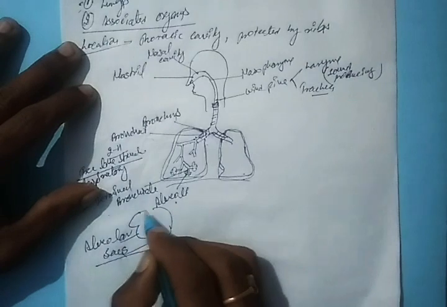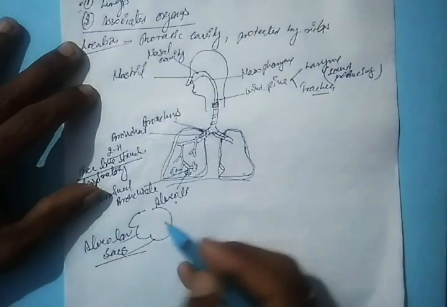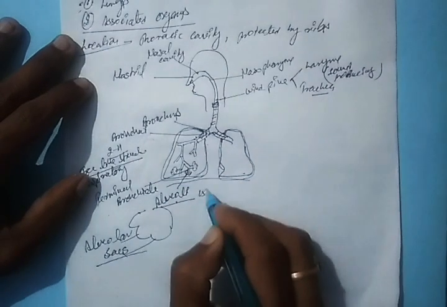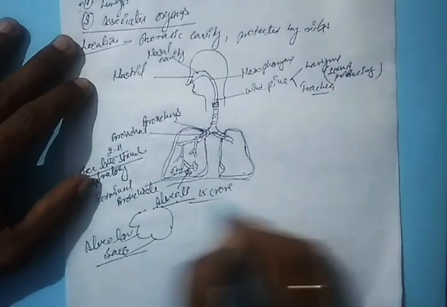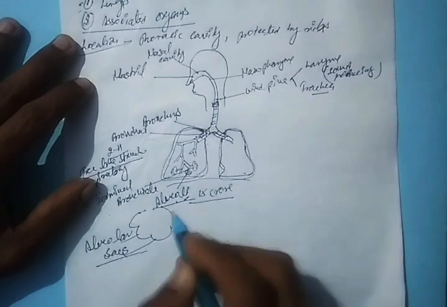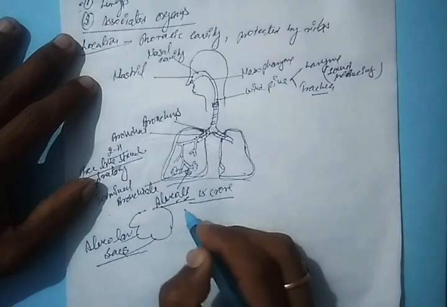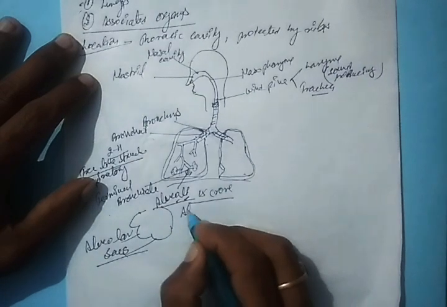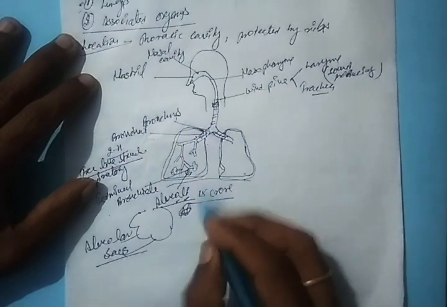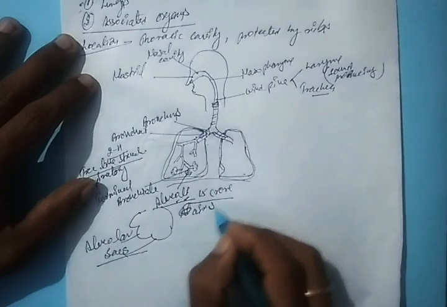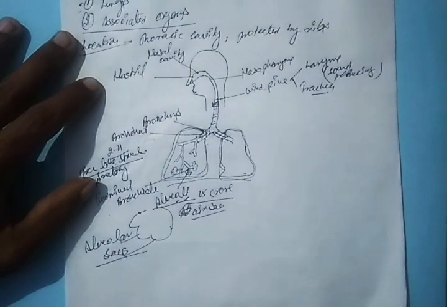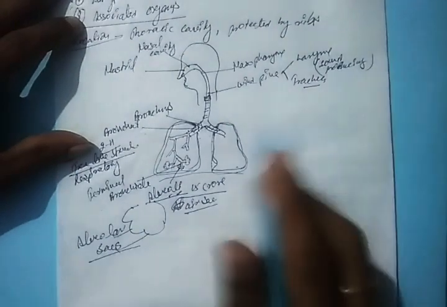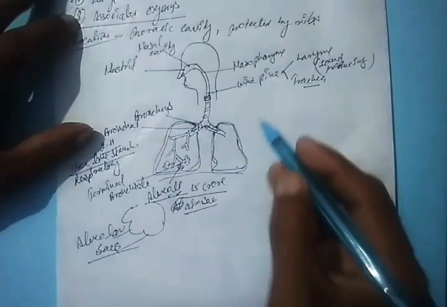One alveolus contains 2 to 5 alveolar sacs, and in the lungs about 15 crore alveoli are present. Alveoli are also known as air sacs. Okay, so this is the simple diagram of the respiratory system of humans. Let us again write all the parts.